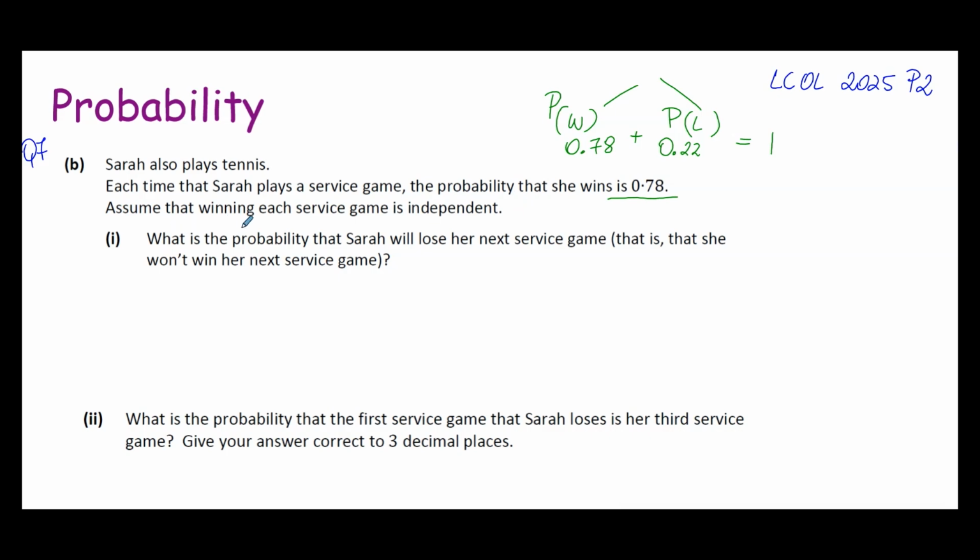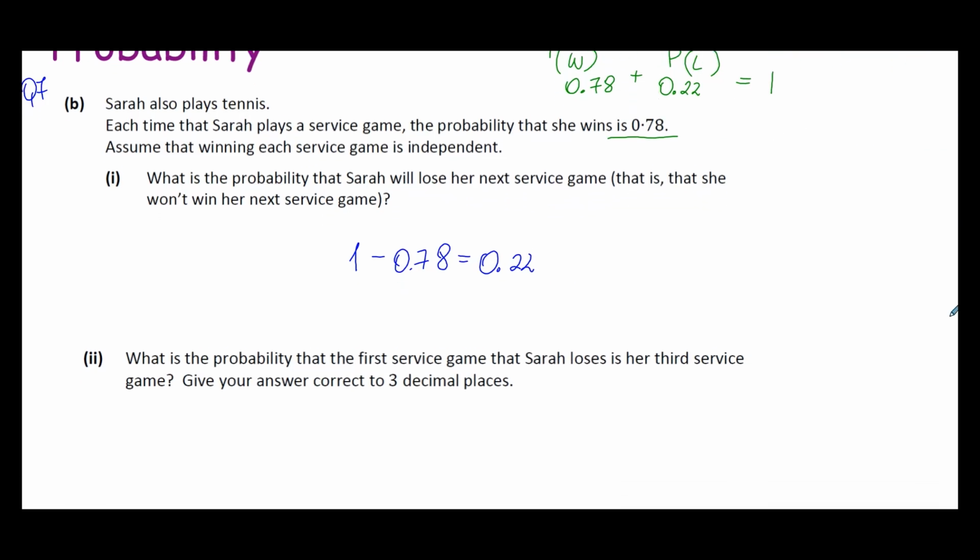So first thing, what is the probability that Sarah will lose her next service game? That is, that she won't win her next service game. We just did that. It is 1 minus 0.78, and that is 0.22. We are basically calculating the probability of losing.